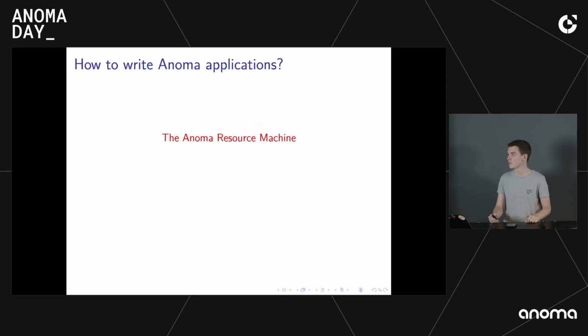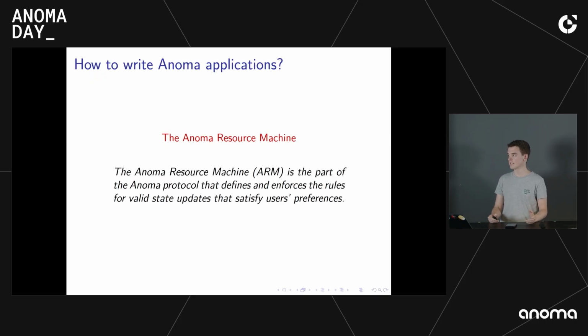Great. So today it's Anoma Day, and if you want to write an application in Anoma, you will have to interact with the Anoma Resource Machine. So basically, the Anoma Resource Machine is the part of the Anoma protocol that defines and enforces the rules for valid state updates that satisfy users' preferences.